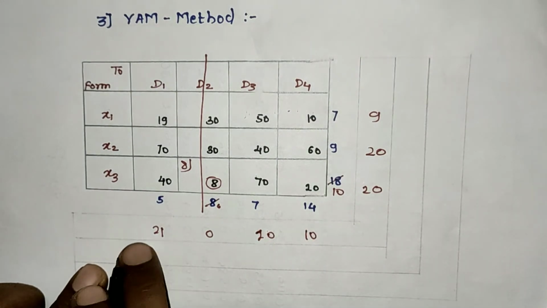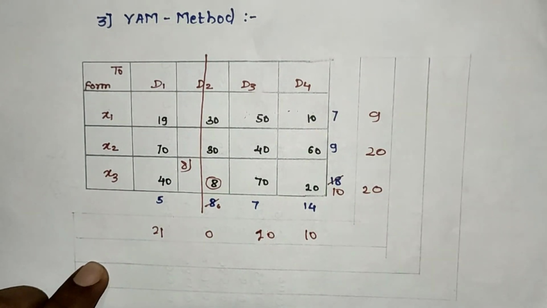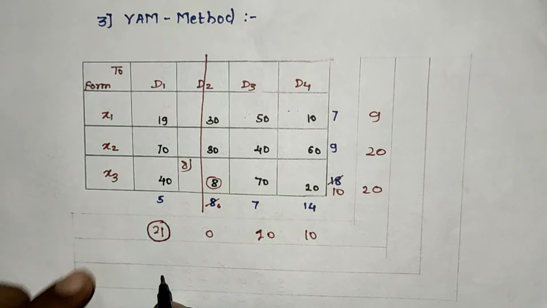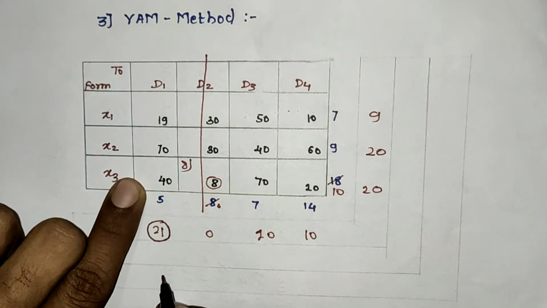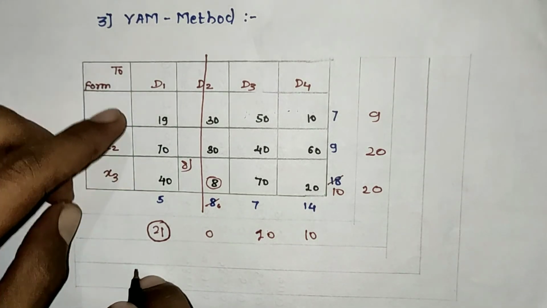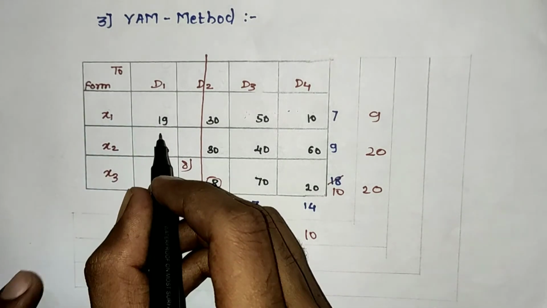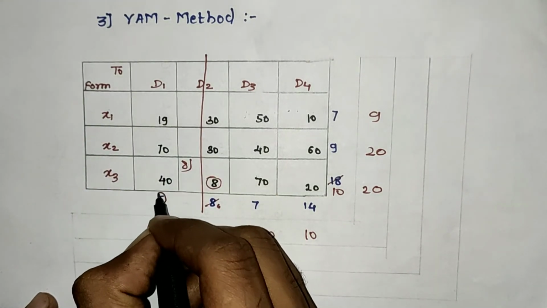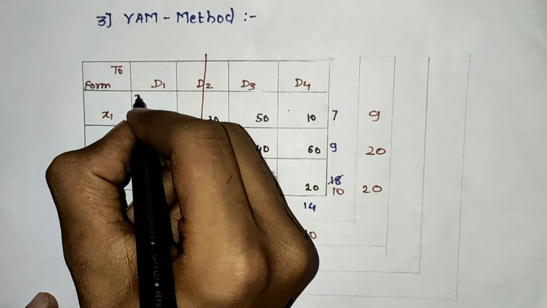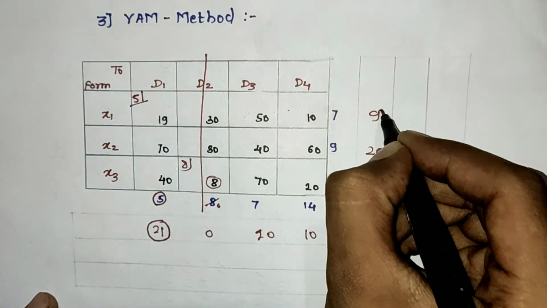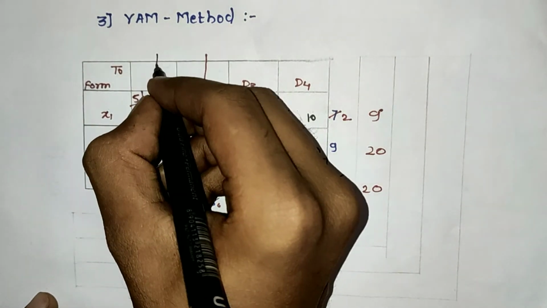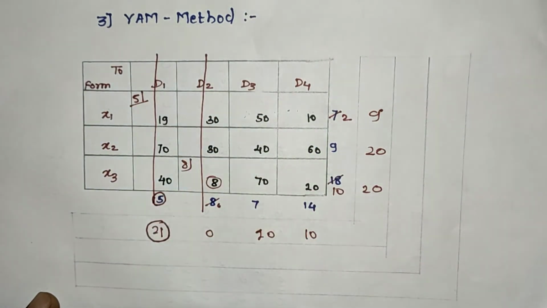Now from all these penalties we have to find the penalty which has the highest value. As you can see, this one has the highest value, meaning for this particular row we have to provide first. Now which is the lowest cost? So 19 is the lowest cost from this row. Now provide the demand amount to this destination, 5, and the remaining one is 2. Now again this column gets cancelled.